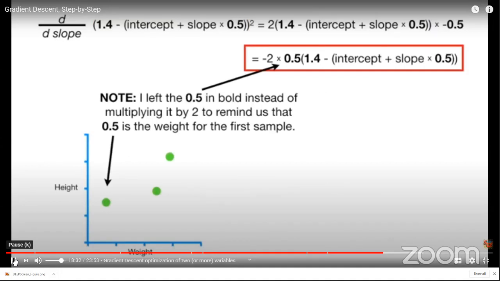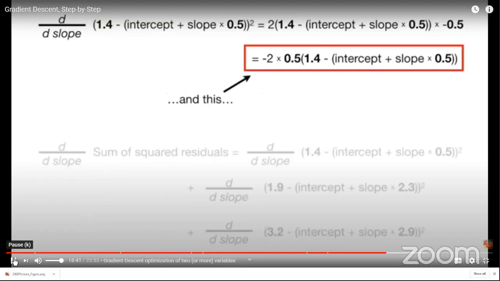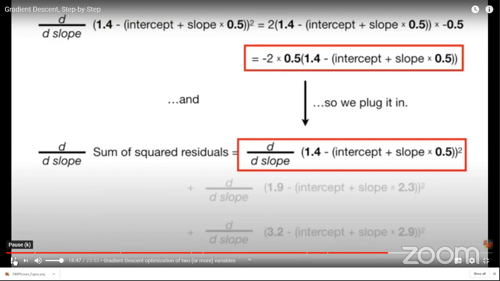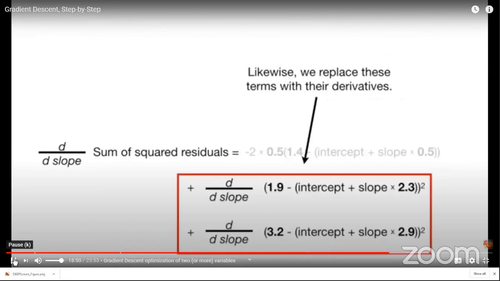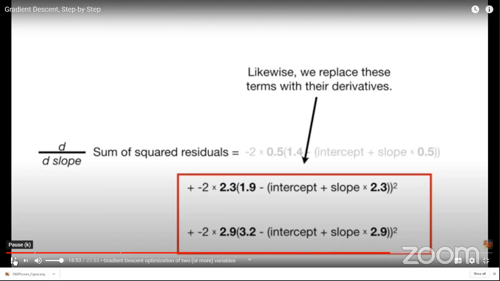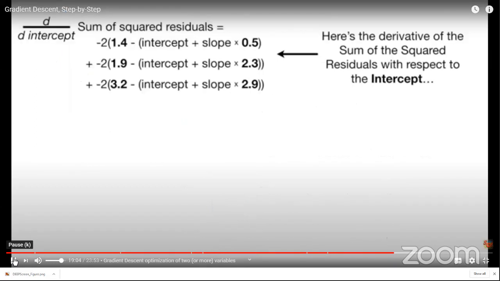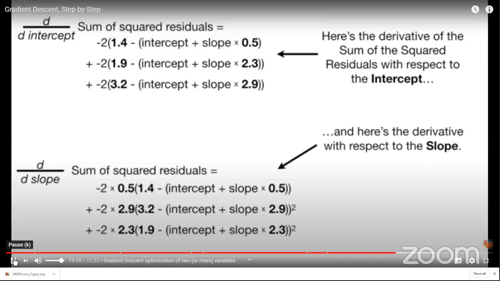Note, I left the 0.5 in bold instead of multiplying it by 2 to remind us that 0.5 is the weight for the first sample. And this is the derivative of the first part. So we plug it in. Likewise, we replace these terms with their derivatives. Again, 2.3 and 2.9 are in bold to remind us that they are the weights of the second and third samples. Here's the derivative of the sum of the squared residuals with respect to the intercept, and here's the derivative with respect to the slope.